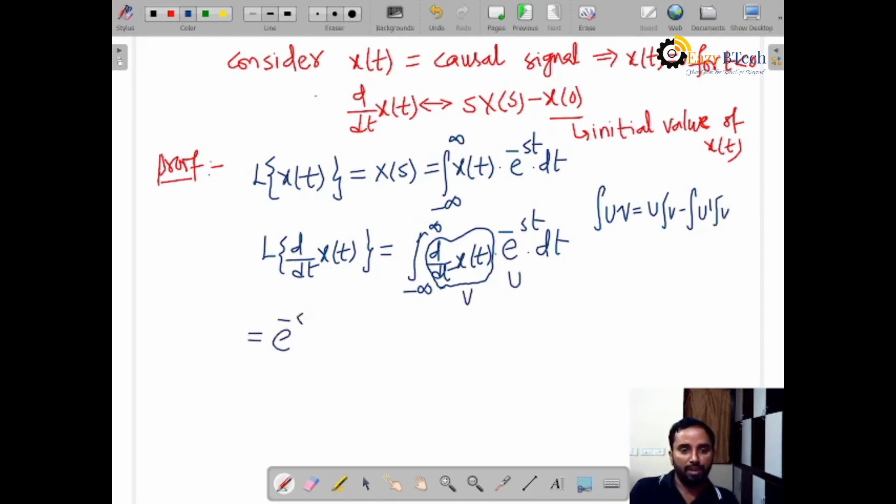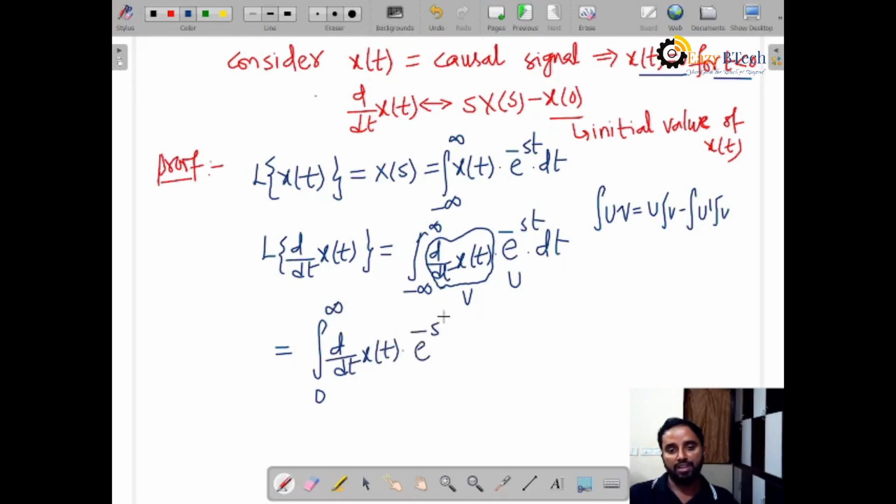U means e power minus st, and the integration of v: integration and differentiation d by dt cancel, giving x of t. One more important point is that x of t is 0 for t less than 0. That is why, in the next step, we write the integral as causal: from 0 to infinity, not minus infinity to plus infinity, because x of t is 0 for t less than 0. So d by dt of x of t into e to the power minus st dt.